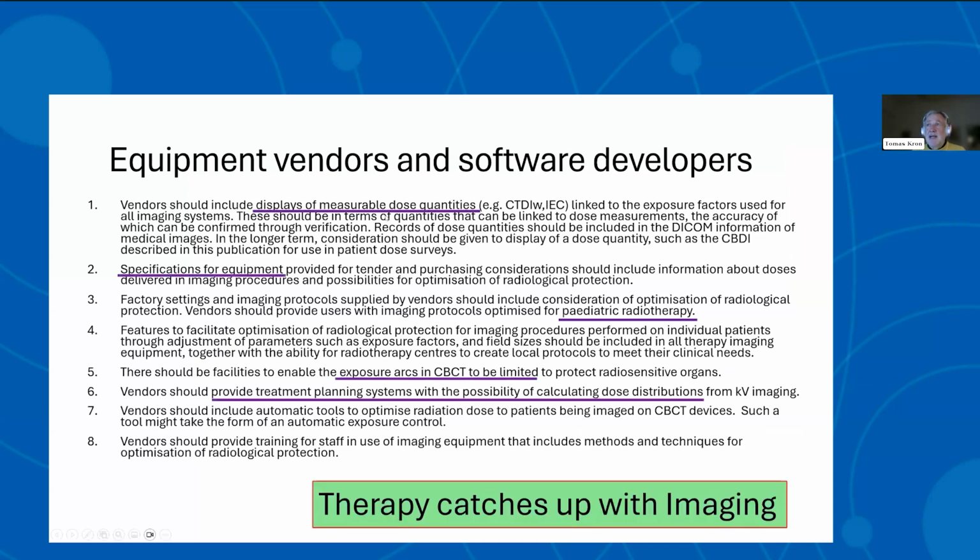Now, to try and fast track that process, the recommendations also include recommendations which are directly to equipment vendors and software developers. And they obviously can kickstart, hopefully, this process of effecting change. The vendors should include displays of measurable dose quantities. And I think this is obvious in diagnostic imaging, but it is not general practice in radiation oncology. So all these recommendations have really direct implications, hopefully, for clinical practice as affected and made possible by collaboration with vendors. And certainly vendors we've talked to throughout, they typically are quite interested in what is said there. It just basically means that therapy equipment, or at least the imaging part thereof, should catch up with imaging.